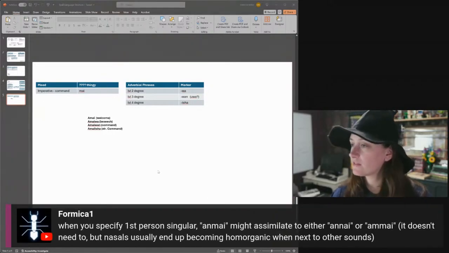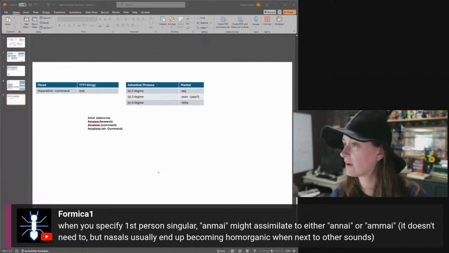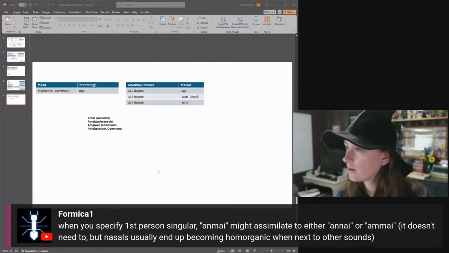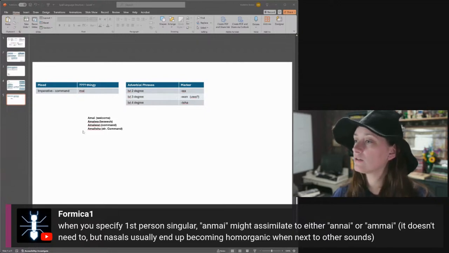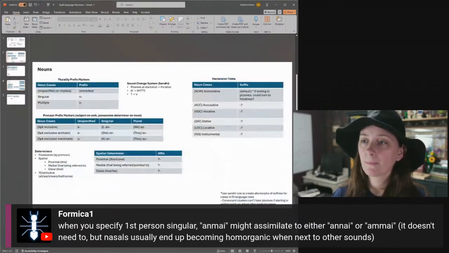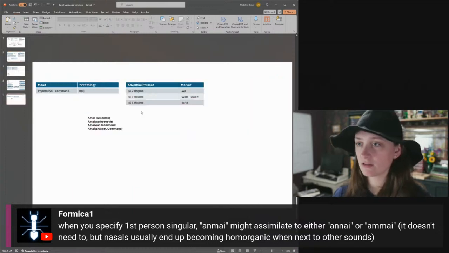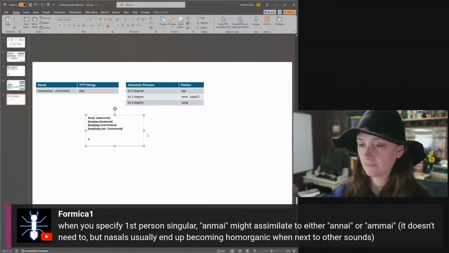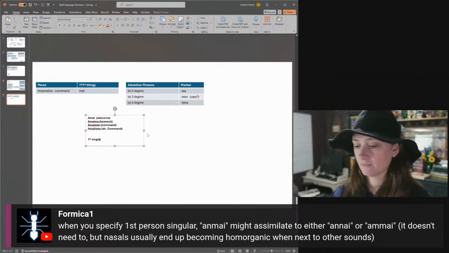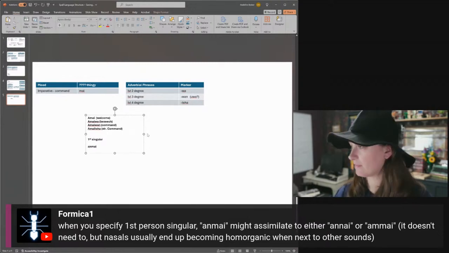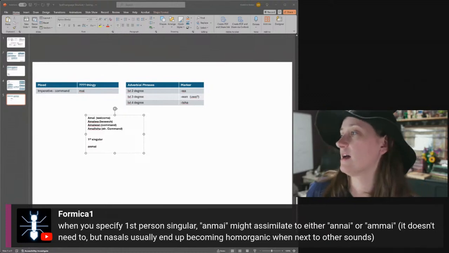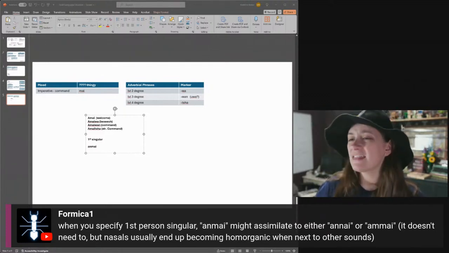Oh, wait. When you specify first-person singular, anmai might assimilate to either anai or amai. It doesn't need to, but nasals usually end up becoming homorganic when next to other sounds, especially since this is a very commonly used word. So, first-person singular, which is technically anmai, for example. You're saying it might assimilate to either anai or amai. It doesn't need to. Yeah, I think that makes sense.